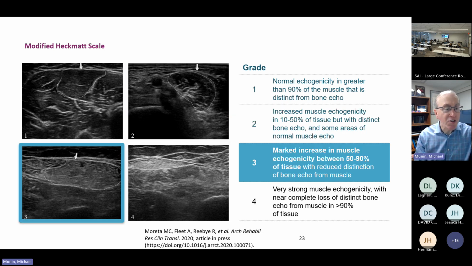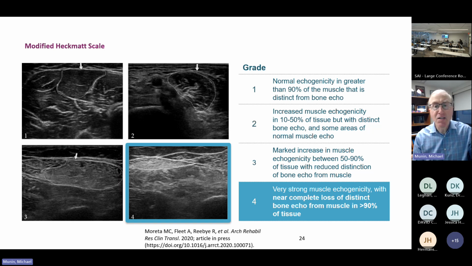This is a modified Heckman stage 3 here, and here we define a grade 3 as a marked increase between 50 to 90% of the tissue with reduced distinction of bone echo from muscle. And these are images from the gastroc muscle. And again, different than myopathy, not all the muscle shows it, but a great percentage of the muscle shows these hyperechoic changes. And then this is grade 4 image to the bottom right. Here is a very strong muscle echogenicity with near complete loss of distinct bone echo in greater than 90% of the available muscle tissue.